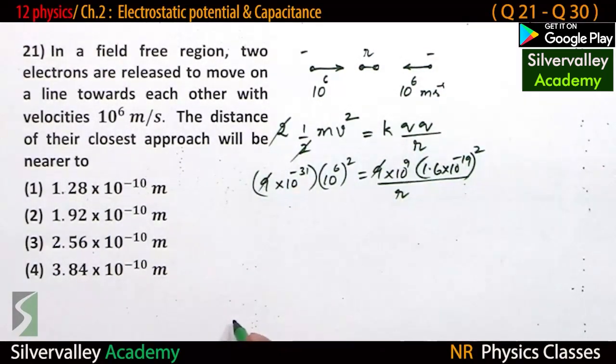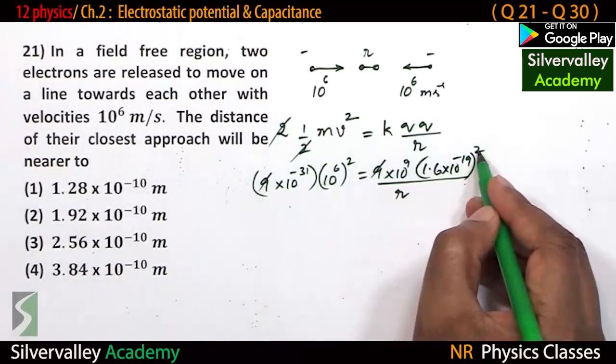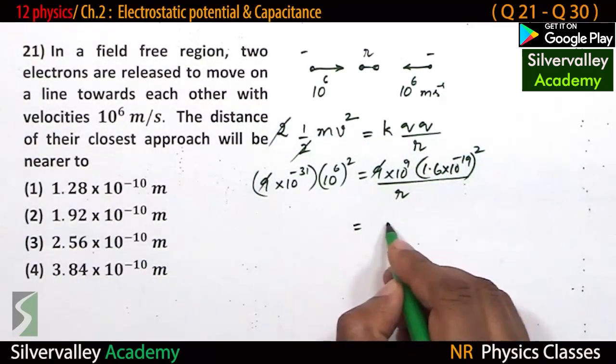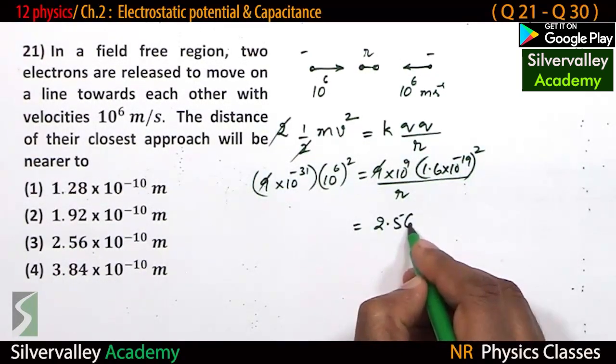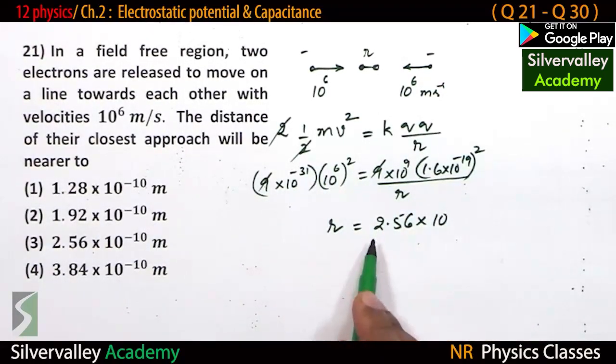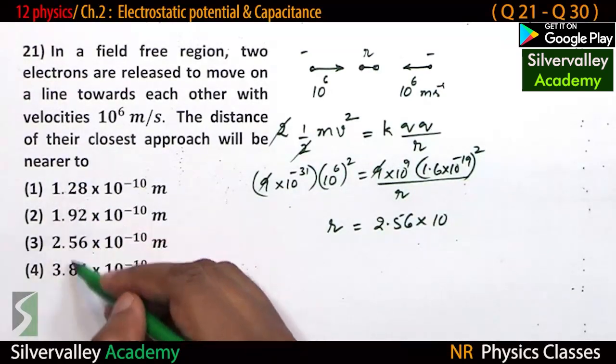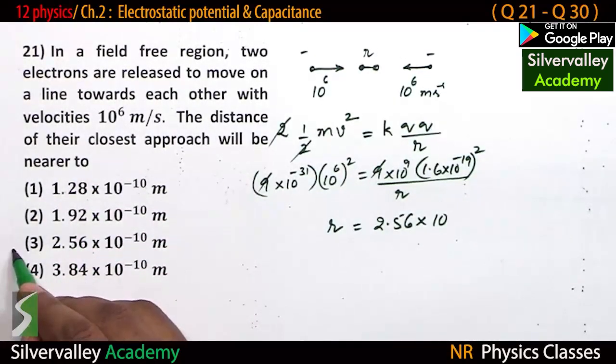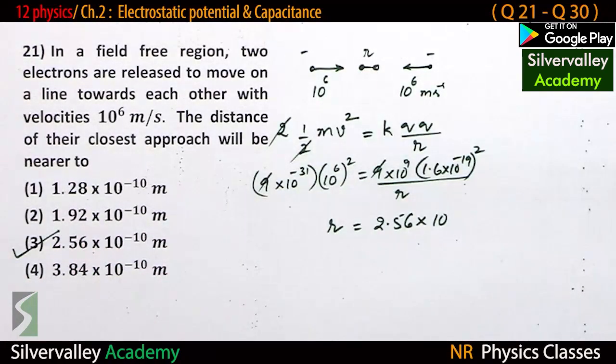9 gets cancelled. 1.6 square is 2.56 into 10 power. Take r to the other side. 2.56. Observe the values. There is only one option with 2.56, so this must be the correct option.